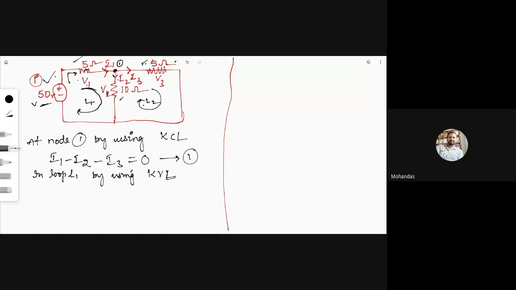Tell me, which polarities should I give for V1? Initially the current is entering here, so at the starting, which polarity should I give? Which polarity should I give for this V1 voltage drop across the 5 ohm resistor? The current is entering at the starting. For this voltage, which sign should I give?